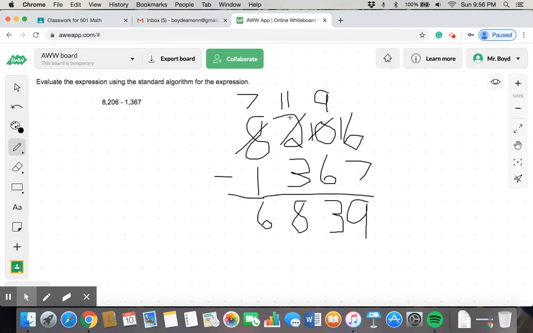Now in this example, it's important to remember that when you're borrowing, since I was borrowing for the 6, I had to go over all the way to the hundreds. You need to remember to borrow again. You don't just jump over the tens back to the ones. You need to remember to borrow again.